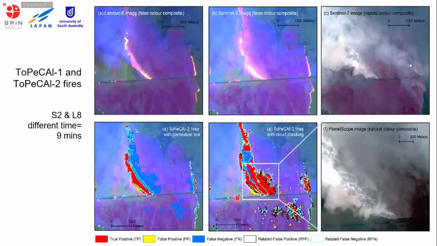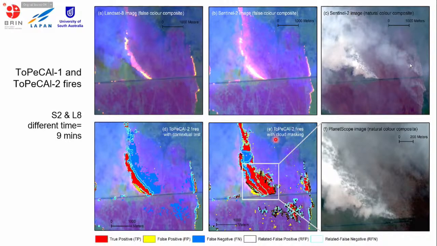Okay, so this is the example of the algorithm. This one is the RGB of Landsat images, and the second one is the Sentinel. It only has a 9-minute difference in acquisition time. Then we try to implement the topical algorithm here using the contextual test.